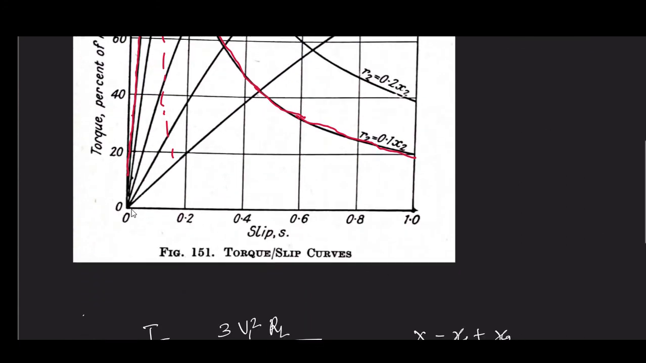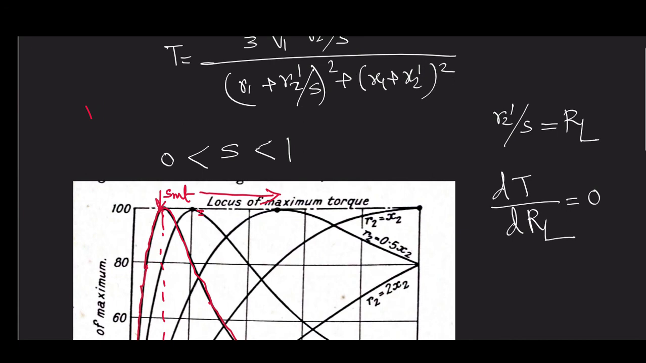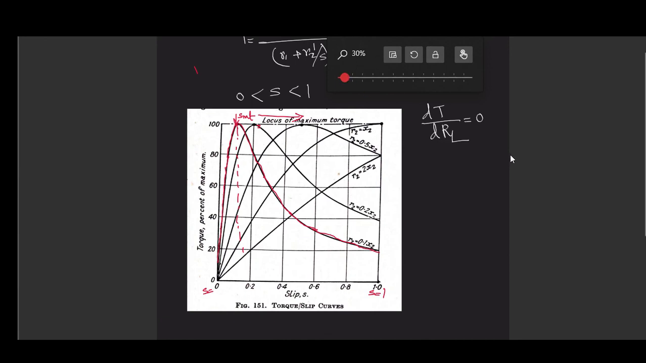See, this is the value of slip. Here the value of slip S is equal to 0. Here the value of slip S is equal to 1. Let me just minimize this to a certain extent. Now you can see that here s is equal to 0, here s is equal to 1. So if you make R2 dash large, that will shift SMT in this direction. Well, that's great. Now think about this particular value.